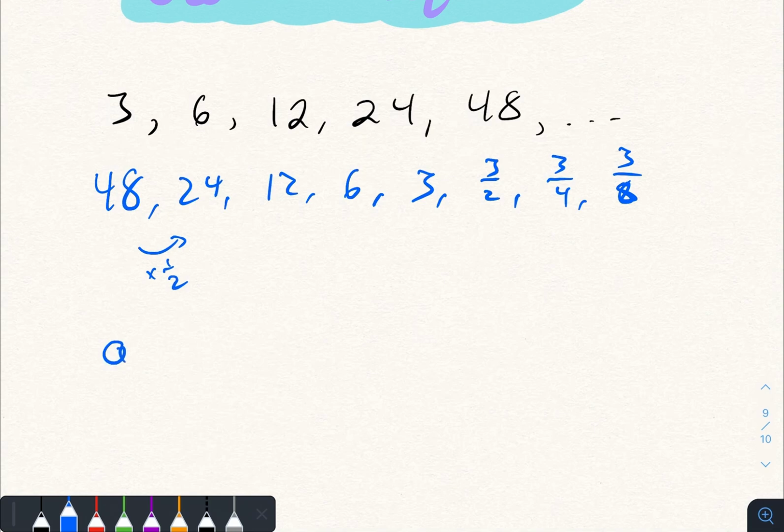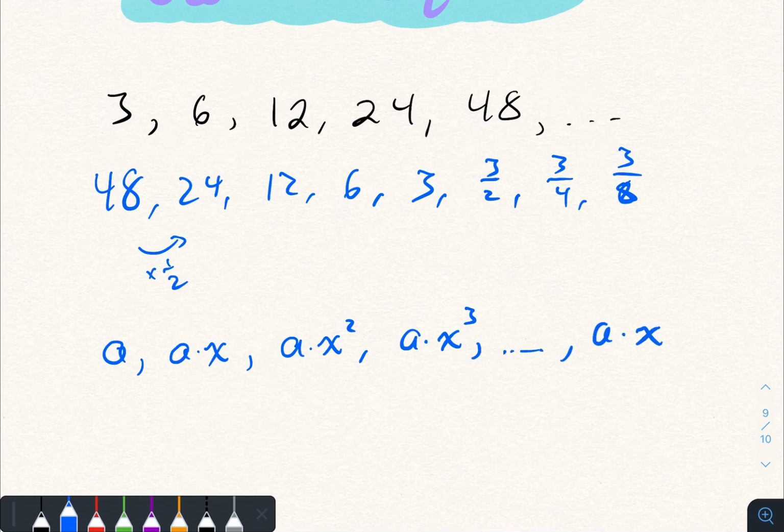And so if your first term in the sequence is a, your second term would be, if you're multiplying by x, a times x, and then it'd be a times x again, or in other words, a times x squared. And then over here it'd be times another x, you get a times x cubed. And then in general, you have a times x to some power.